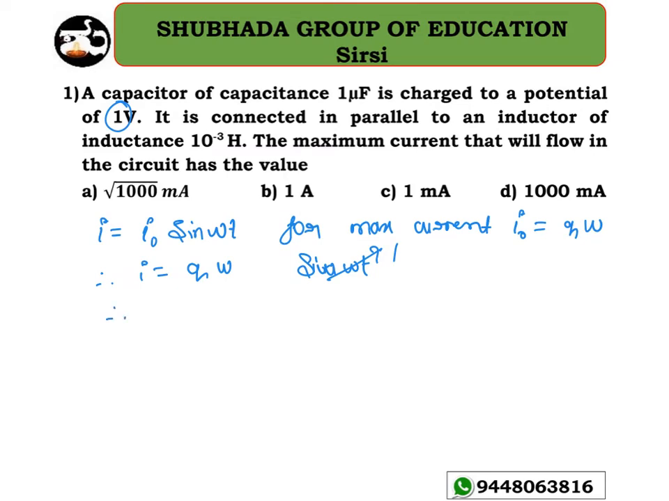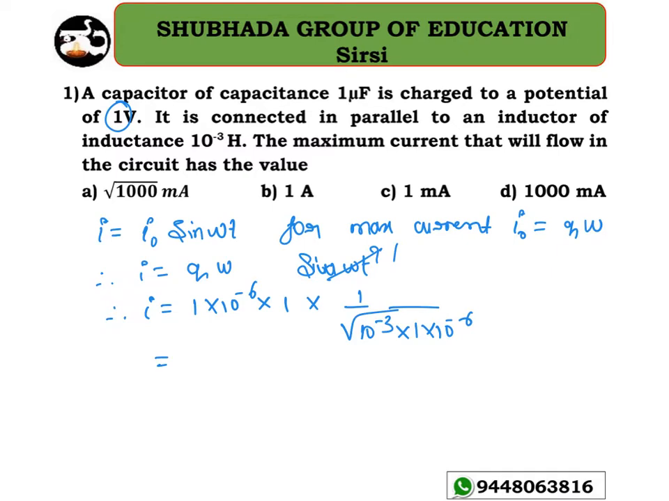Therefore, the charge Q equal to C into V, right? C is 1 microfarad, 1 into 10 to the power of minus 6, into V is 1 volt, into omega, which is nothing but 1 divided by root LC. L is 10 to the power of minus 3 Henry, into C is 1 microfarad, 10 to the power of minus 6 farad. So I can say that this is the maximum current.